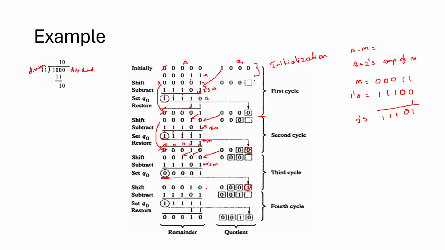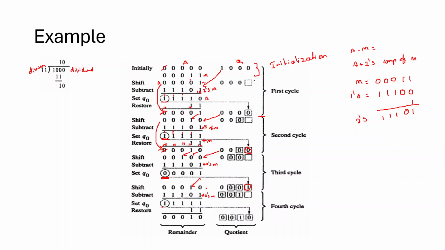So this cycle is over. Now what is the next cycle? Again you need to do the shift operation. So shift, this will come here, this Q, all those things as it is. Then perform the subtraction, that is addition of 2's complement of M. I am doing the addition.